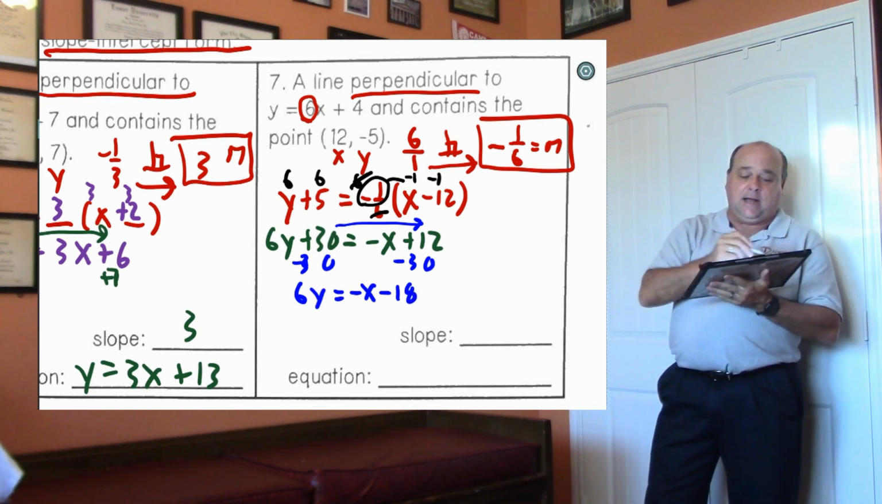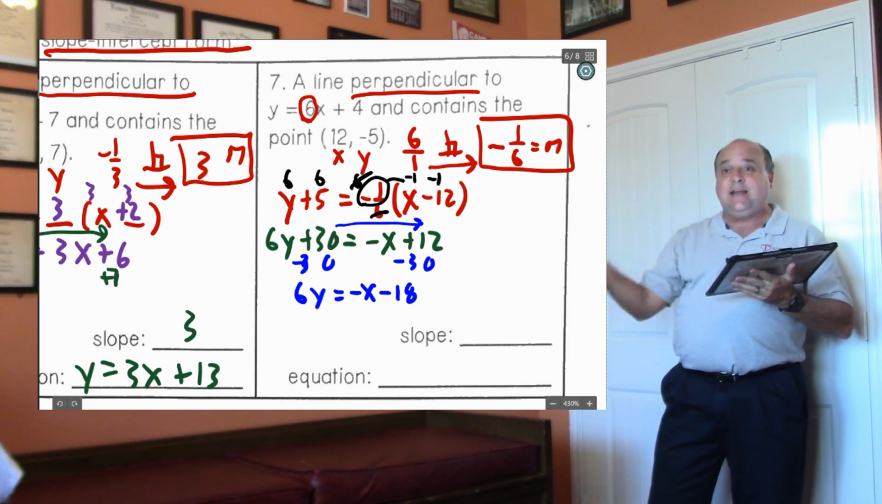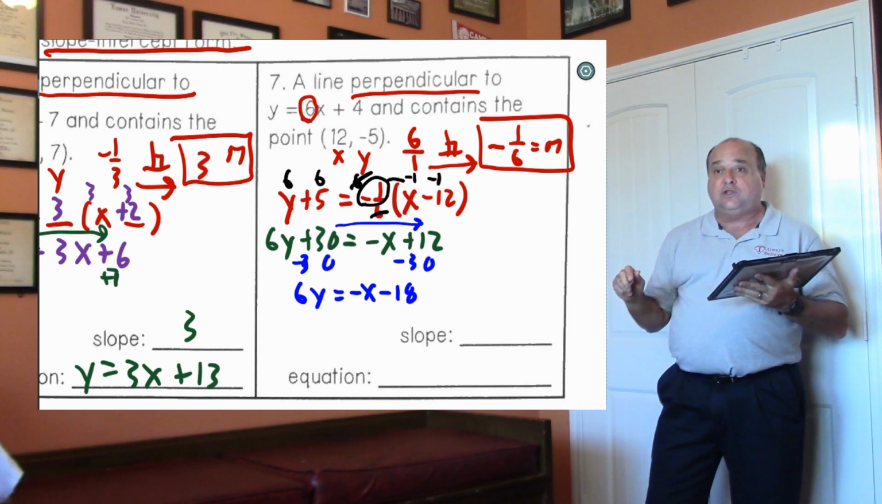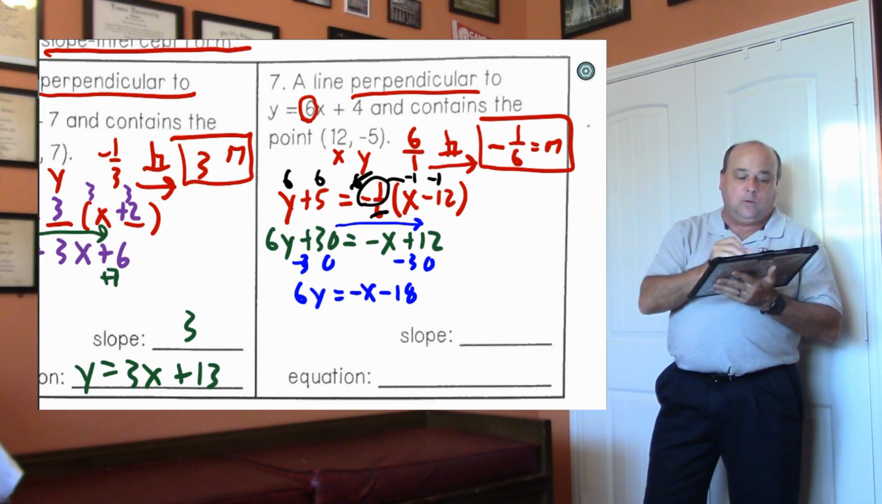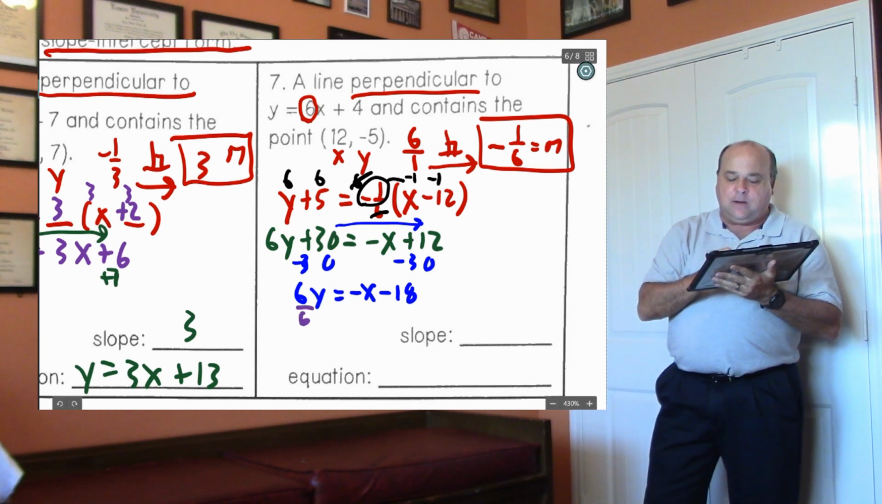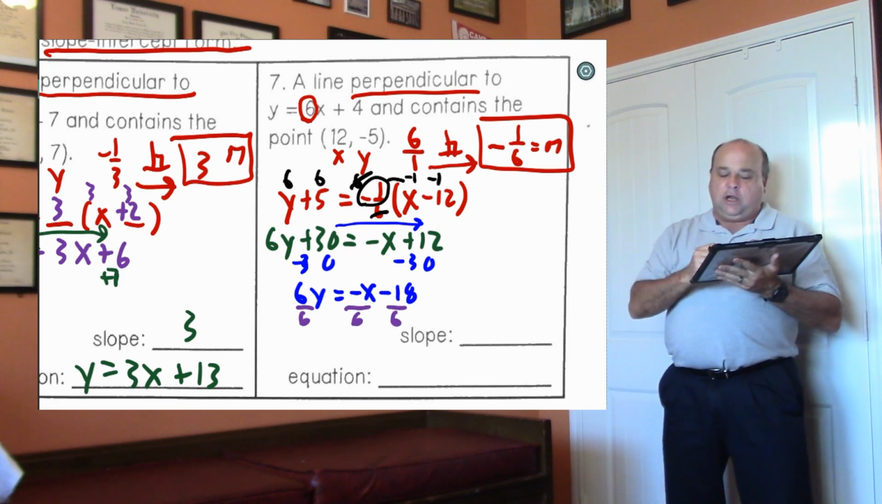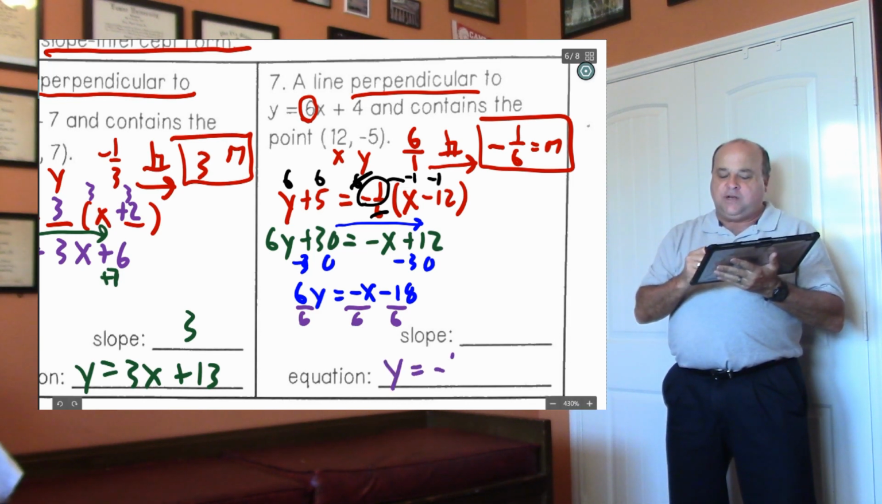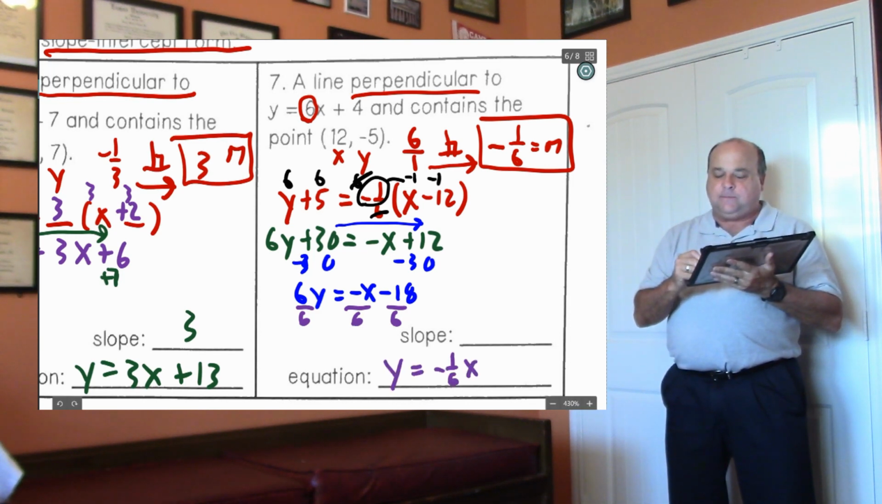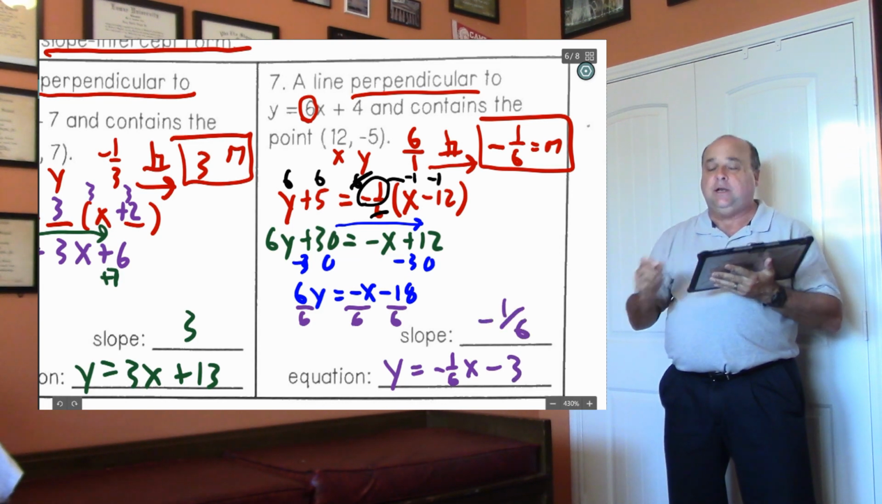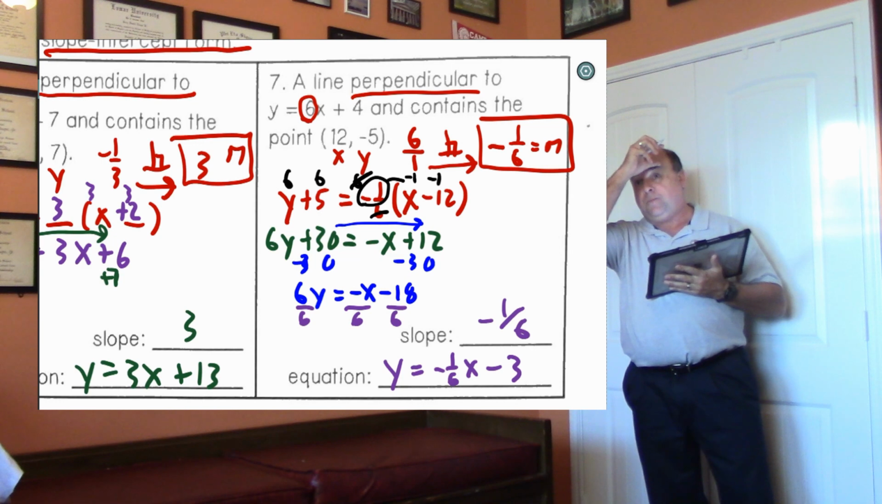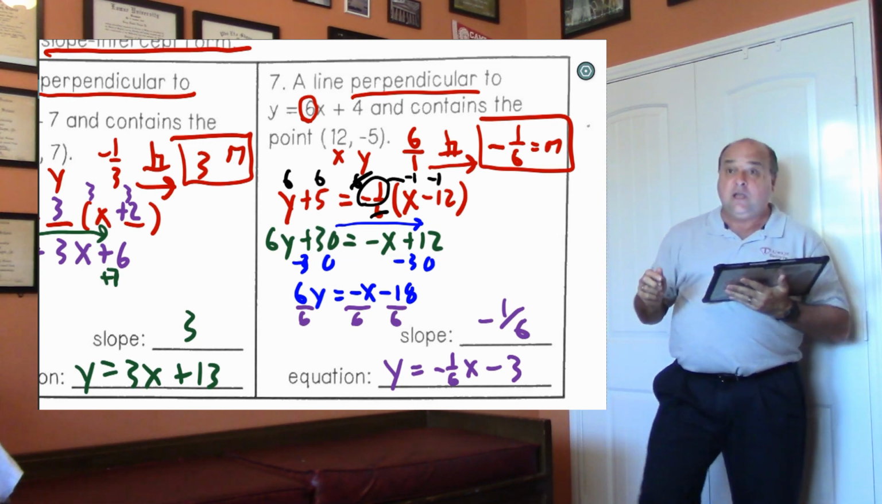Now then, we're going to divide, right? If we wanted standard, all we would have to do is move the x to the left. We want y-intercept though. So we're going to divide everything by 6. And that's going to give us our equation. It's going to be y equals negative 1 over 6x minus 3, and our slope is negative 1 over 6. Notice we do all of that arithmetic and the slope doesn't change, does it?